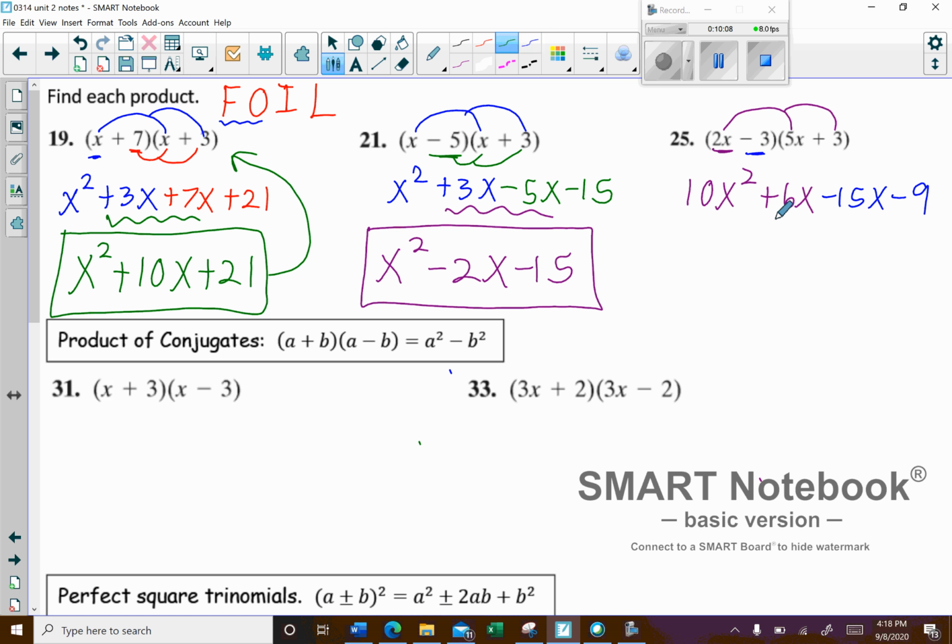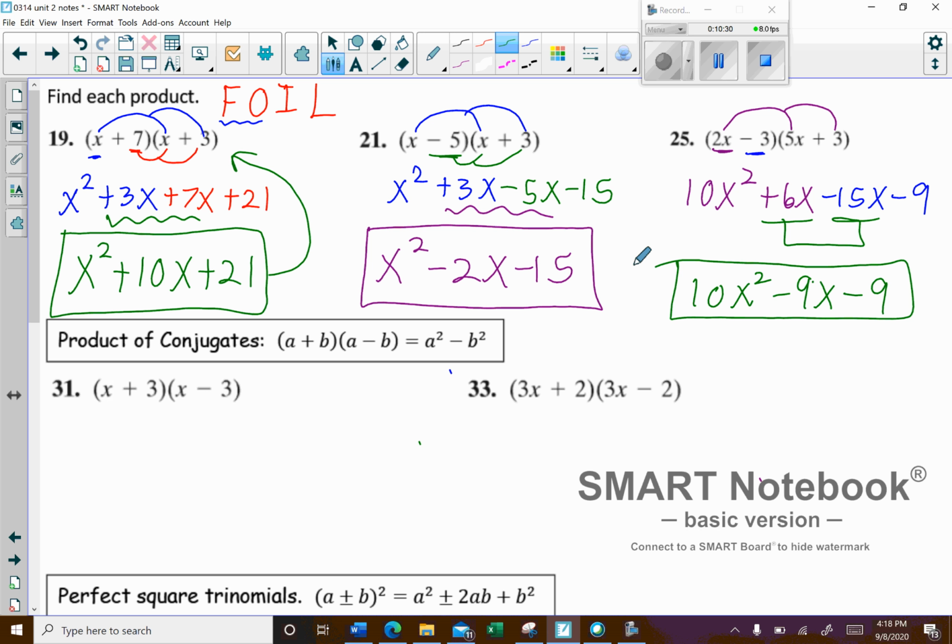And then once again, we'll combine those terms in the middle. They have different signs. So take the difference, keep the sign of the larger. It should be a negative, or minus 9x, and then we have a minus 9 on the back end right there. Alrighty then.